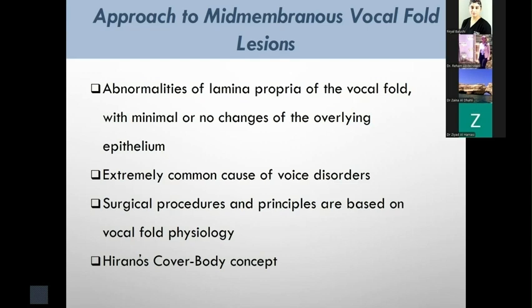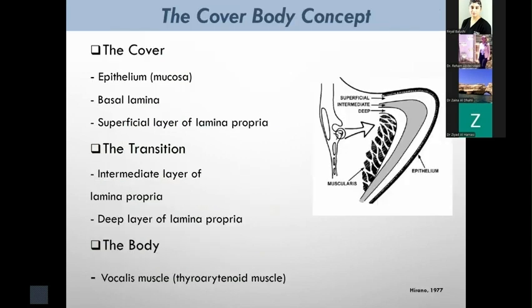When we look at the Hirano cover and body complex, in order to maintain the vocal fold in vibration, the mucosa of the vocal fold has to be more mobile. And this is attributed to the unique microanatomy of the vocal fold. In 1977, Hirano proposed the cover body concept of the vocal fold, whereby the mucosal lining moves over a relatively stationary body consisting of the vocal ligament and the muscles.